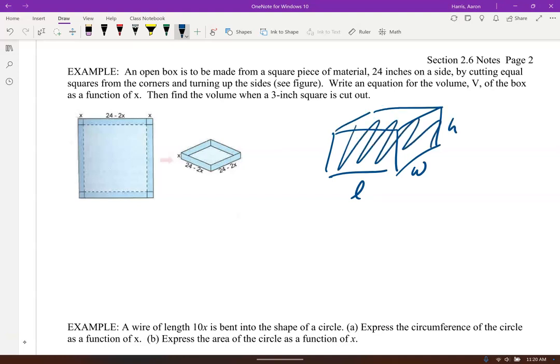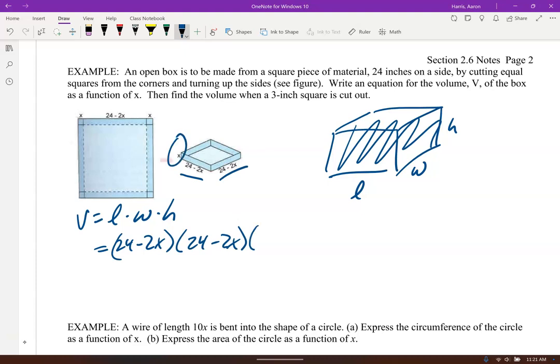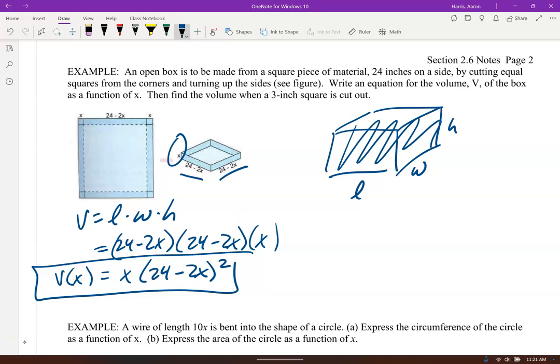This is how much water you have in it, right? Volume is length times width times height. So here we've got our length is 24 minus 2x. Our width is also 24 minus 2x, and then our height is x. And so what we've got is x, and then we've got 2 of these 24 minus 2x's. And that's the volume in terms of x. X being how much you cut out on each side, right?